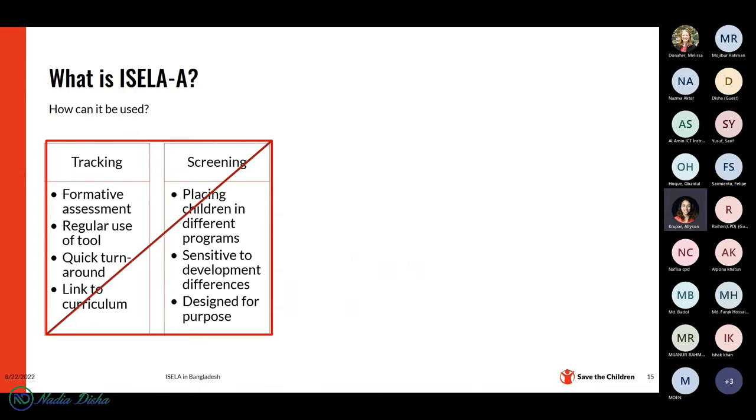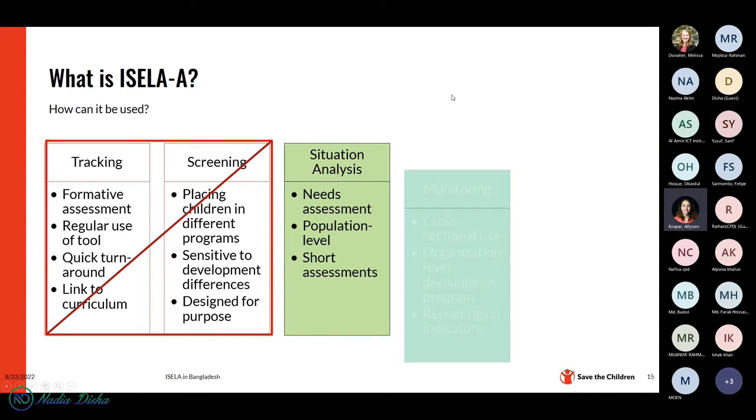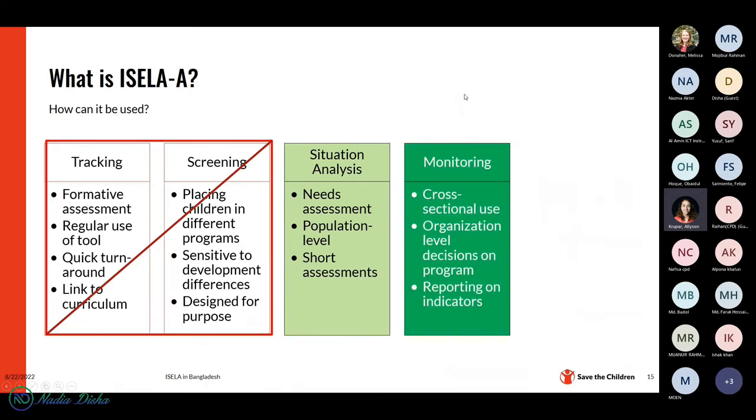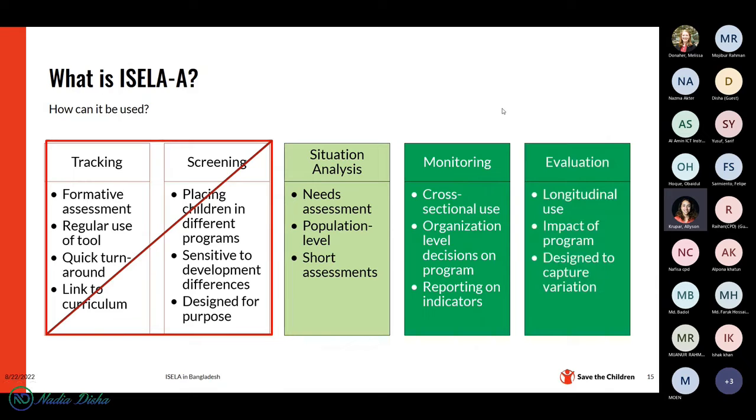It cannot be used for screening either. So we can't say that this child has weak social and emotional learning skills. It's not an individual assessment. What it is, is a population level assessment that can be used for situation analysis, for monitoring our programming and making decisions about programming, reporting on indicators, and of course for evaluation. So we can use this for impacts, for outcomes, and to capture variation within the population that we're working with.